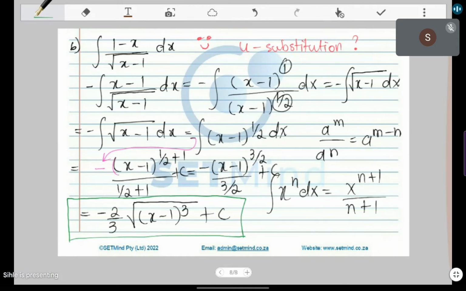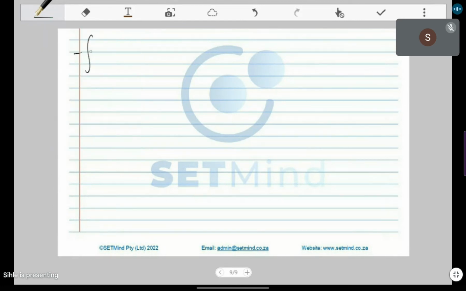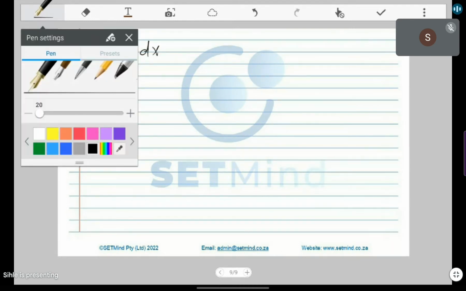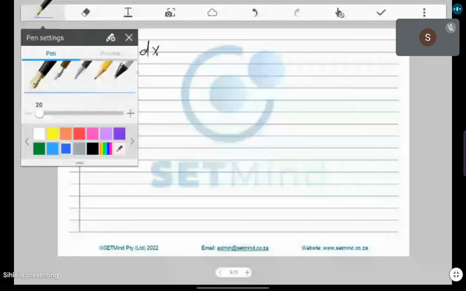So let's see, using u substitution. The negative is out already. So I have (x - 1) over the square root of (x - 1) dx. I'm going to be like, okay, cool. I can see this here, and also I can see it even here. Let me make what I see as common as u. So I can say u is the same as x minus 1.